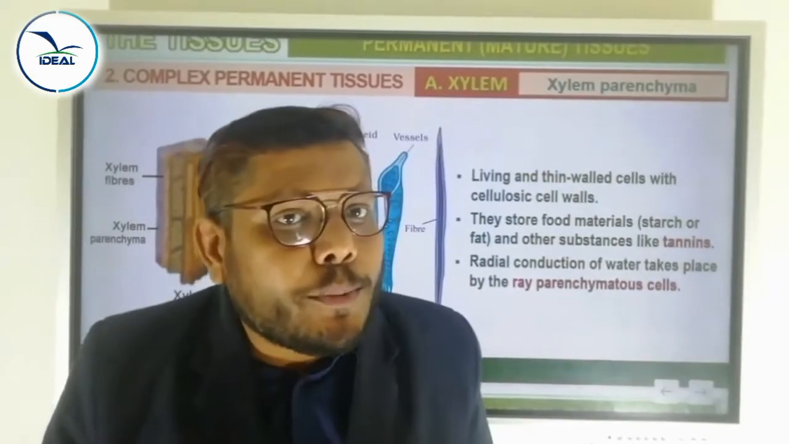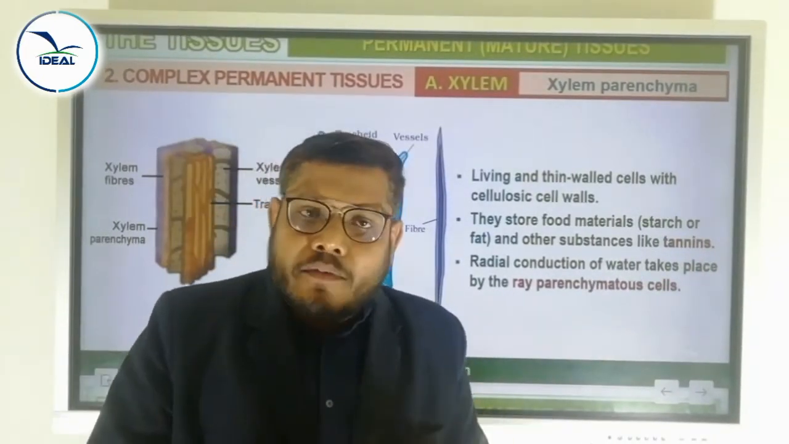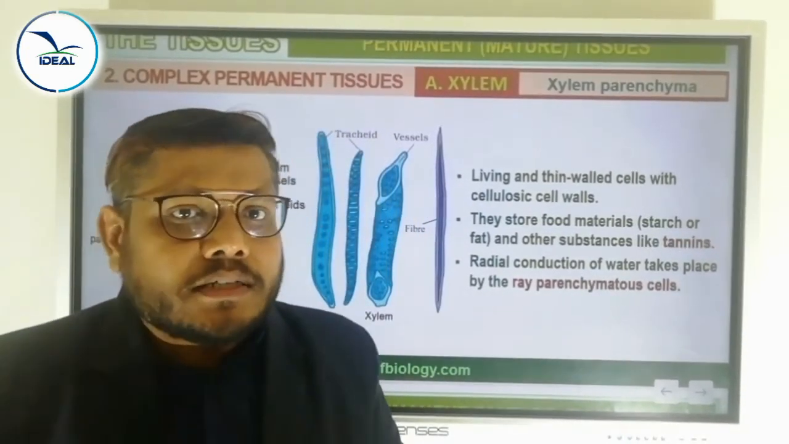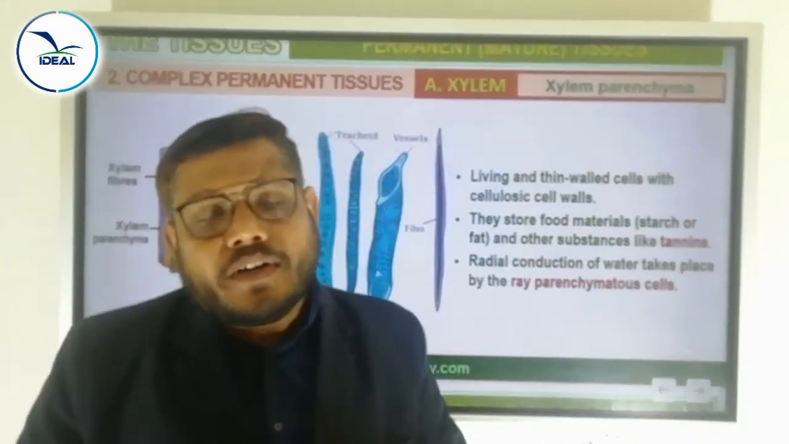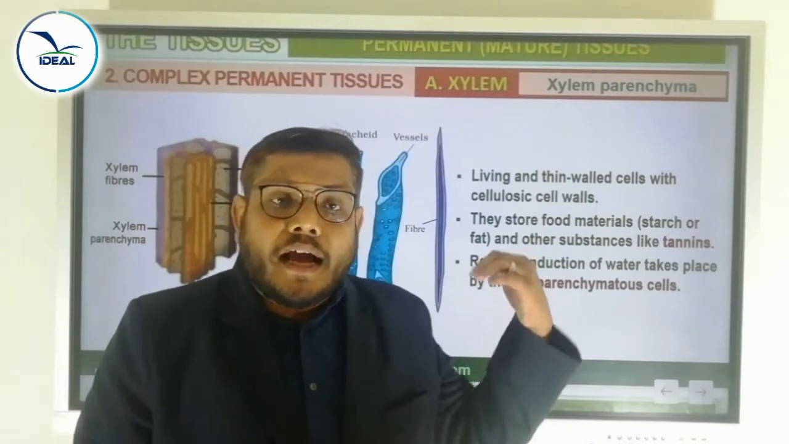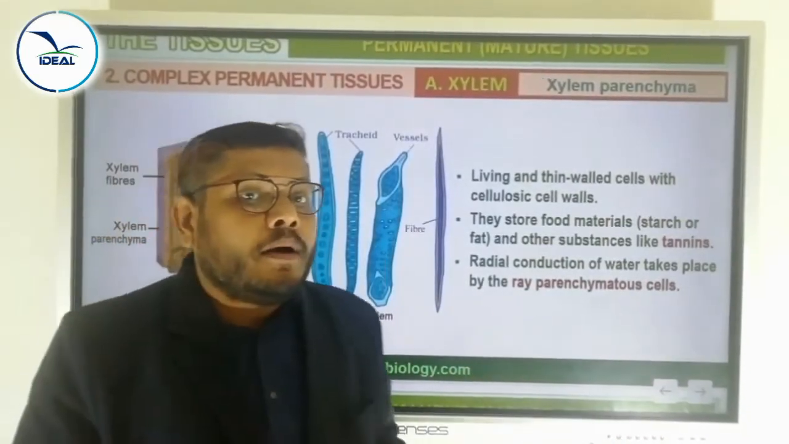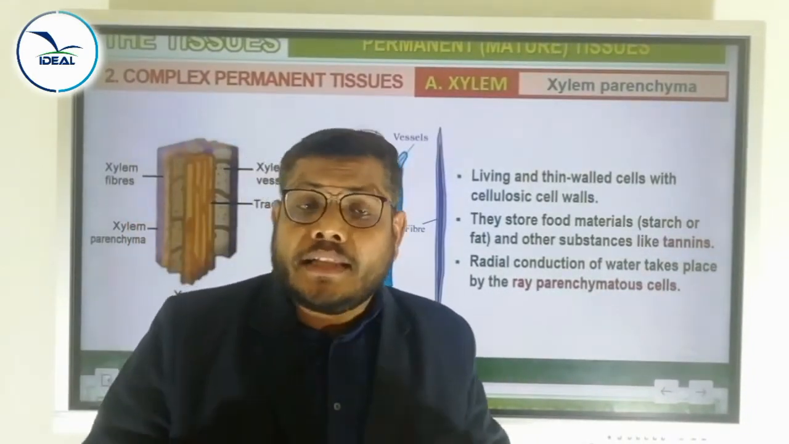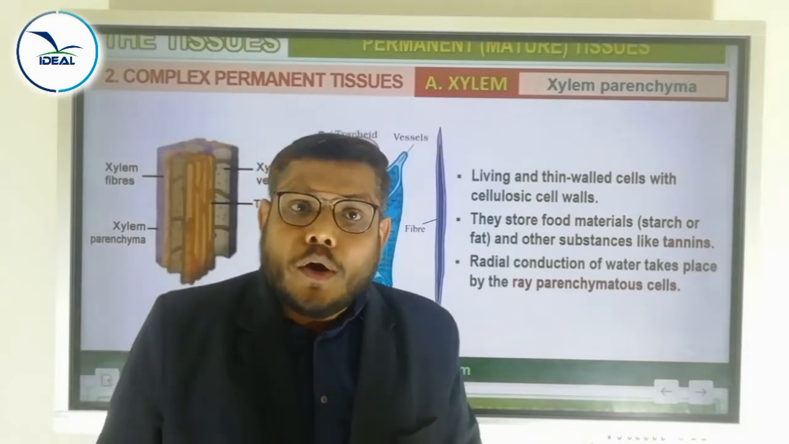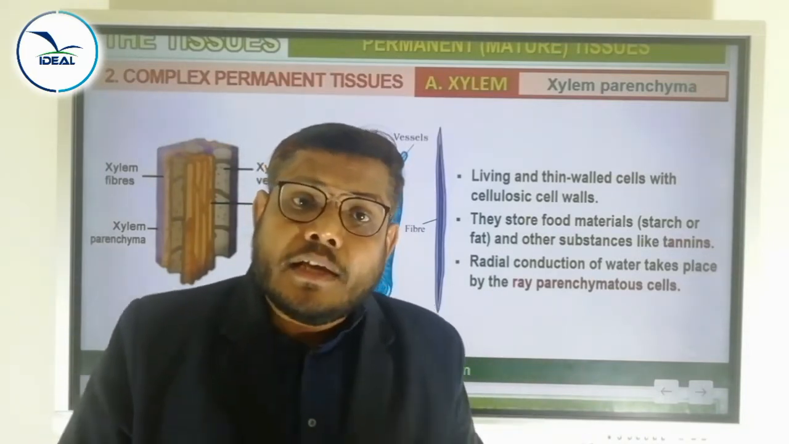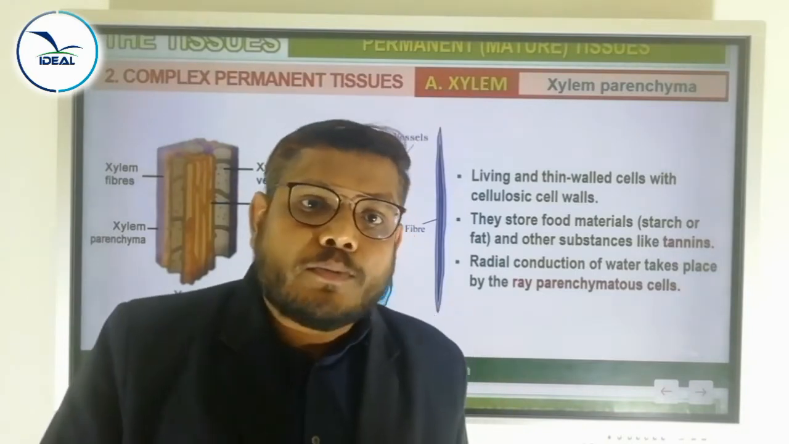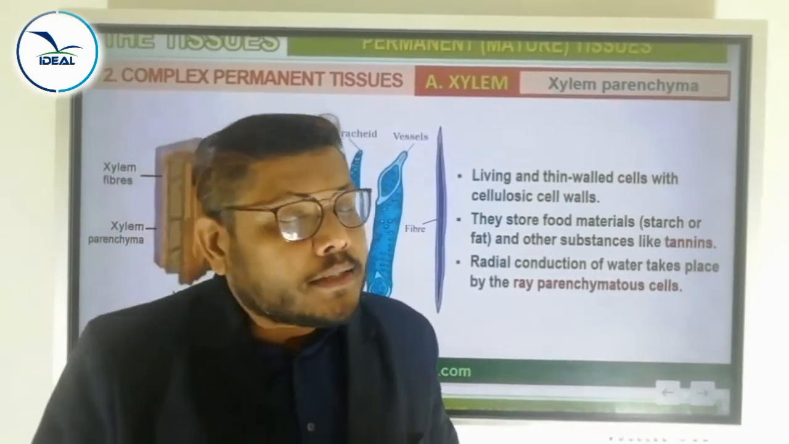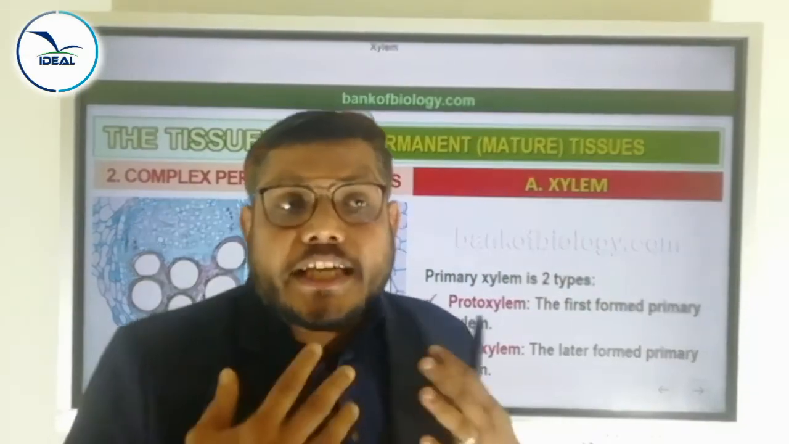What is the function performed by these components? Xylem vessels, xylem tracheids and xylem fibers perform functions like mechanical support and also conduction of water. Then the other component, xylem parenchyma, performs functions like storage and radial conduction of water. So altogether, the xylem function is conduction of water and minerals from soil to root and root to different parts of the plant body. Is it clear? Next we are discussing the types of primary xylem.